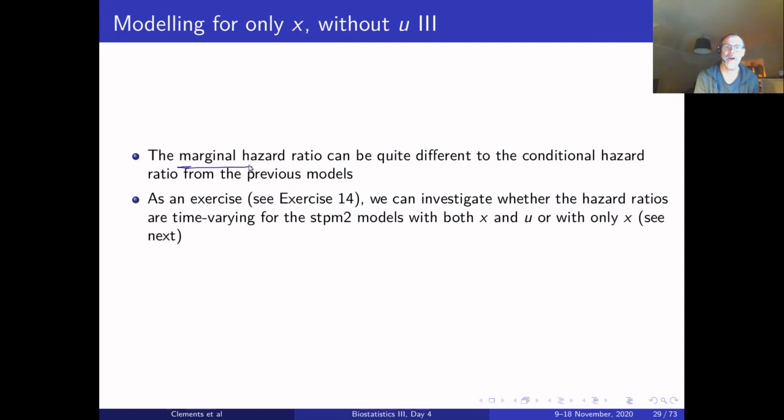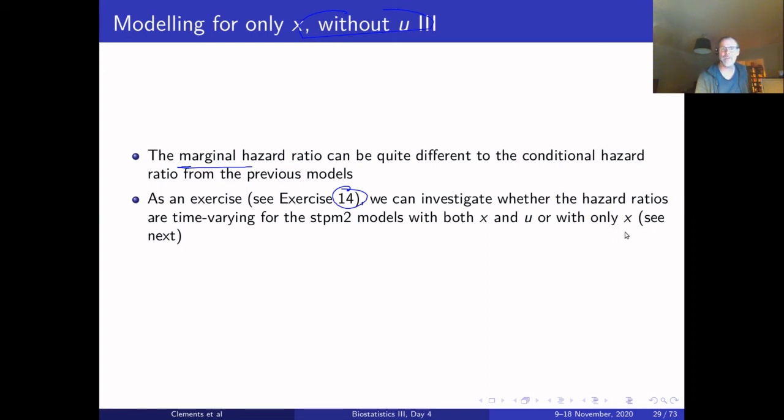So these are called marginal hazard ratios because we're basically estimating the marginal effect without U. In this case they can be quite different to the conditional hazard ratios from the previous models. As an exercise, see exercise 14, we can investigate whether the hazard ratios are time varying for the STPM2 models for both X and U or with only X.